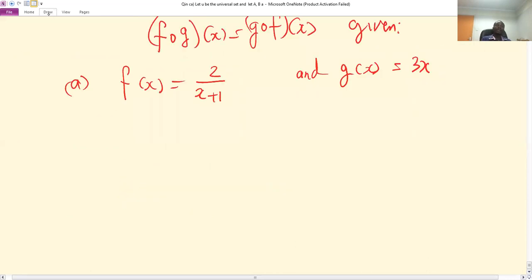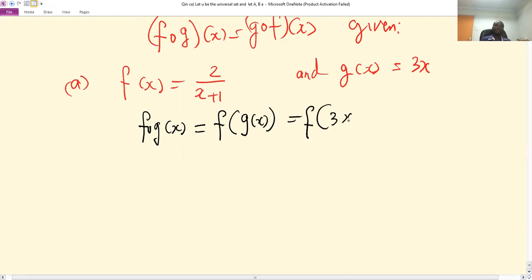So what you do here is define the composition. So f composed with g of x means f is the function, g becomes the input. So you write this one as f of 3x. You give f any x, it will take 2 over the x you gave it plus 1. So this will be 2 over 3x plus 1.